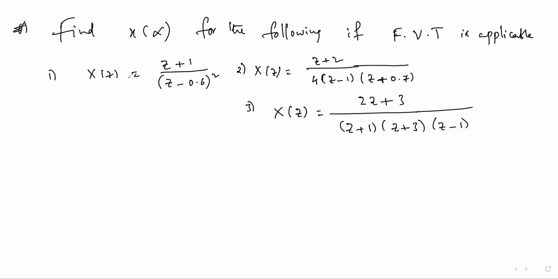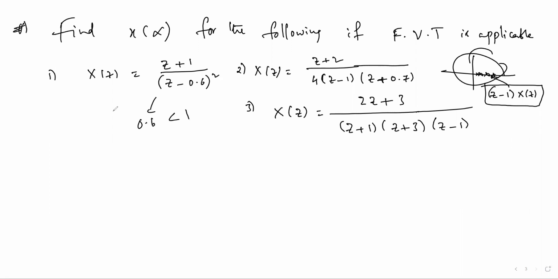Now observe the final value theorem. If it is applicable, let us find x(infinity). What is the condition for the final value theorem? I told you all poles should be within the unit circle, for the (z minus 1) X(z) expression. Then you can apply the final value theorem. Now, where is the pole for this? 0.6 is within the unit circle. So here the final value theorem is applicable.